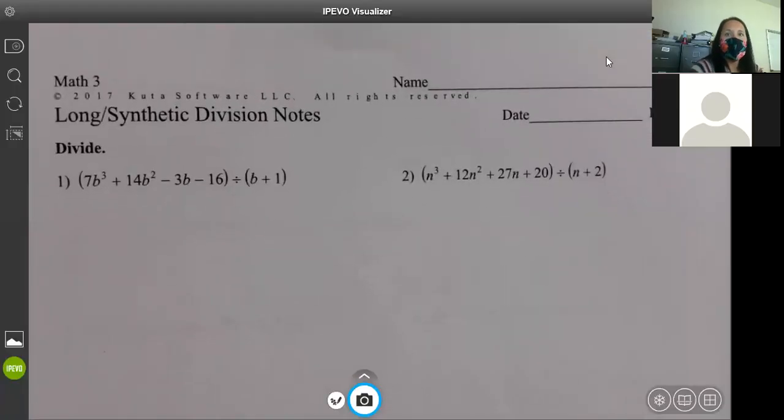All right, so we're going to talk about long and synthetic division today. And long division is exactly what you think it is. It's long division like you used to do in elementary school. When you first learned how to divide and you had to write that bar and all that big list of stuff, we're going to go over a problem that mirrors that, and then we're going to do this exactly the same.